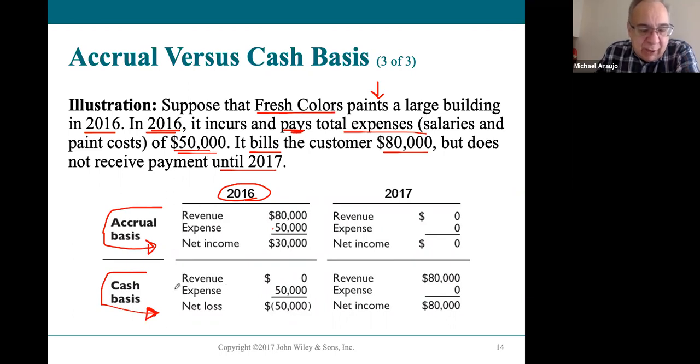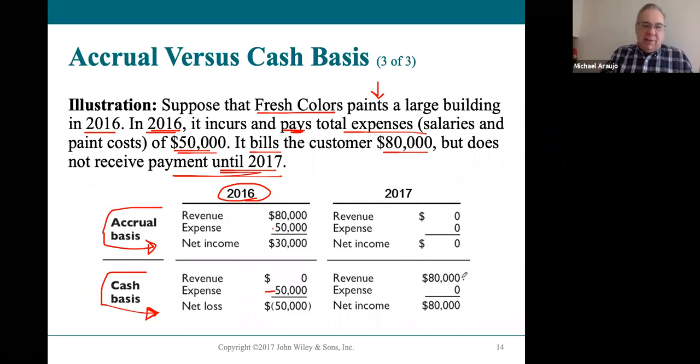So here the 50,000 is recorded in the cash basis for 2016 because that's when the cash was paid for those expenses. But they didn't actually receive the payment until 2017, so that's when the revenue is recorded under the cash basis. When the cash is received, we put the revenue in. And that's the only difference. We are learning the accrual basis. We are not learning the cash basis.